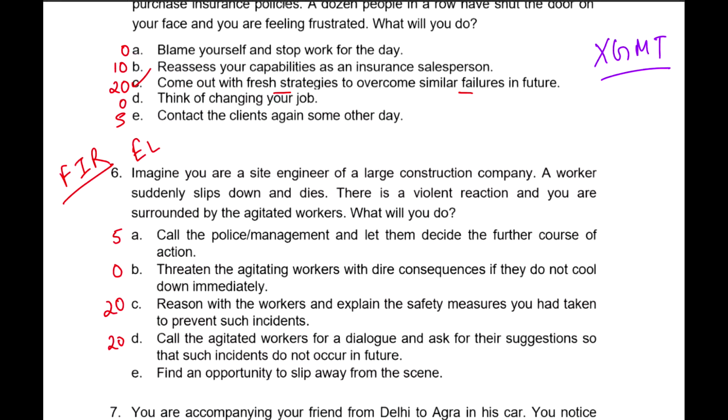या तो आप लोगों को शांत करने के लिए ये पहले बोलो कि हमने सारे सेफ्टी मेजर्स ले लिए थे, या तो उन वर्कर्स को जो प्रोटेस्ट कर रहे हैं उन्हें ही बुला के पूछो कि आप बताओ हम क्या ऐसे सेफ्टी मेजर्स करें जिससे ये इंसिडेंट्स फ्यूचर में ना हो. Best way possible. And of course, option E makes no sense here because slipping away from the scene is absolutely unethical. And I will stop this video right over here.